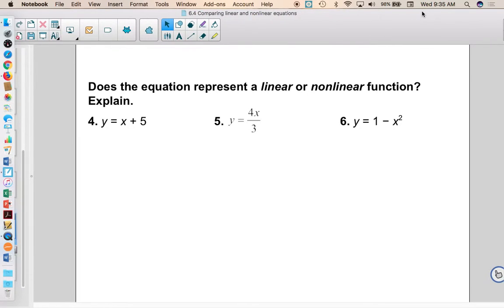Okay, take a look at it. Does equation 4, give me thumbs up or thumbs down. Thumbs up is linear, down is nonlinear. Is equation 4 going to be a linear equation or a nonlinear equation? Good, I see thumbs up. So this is linear. Why? Why is it linear? Olivia?